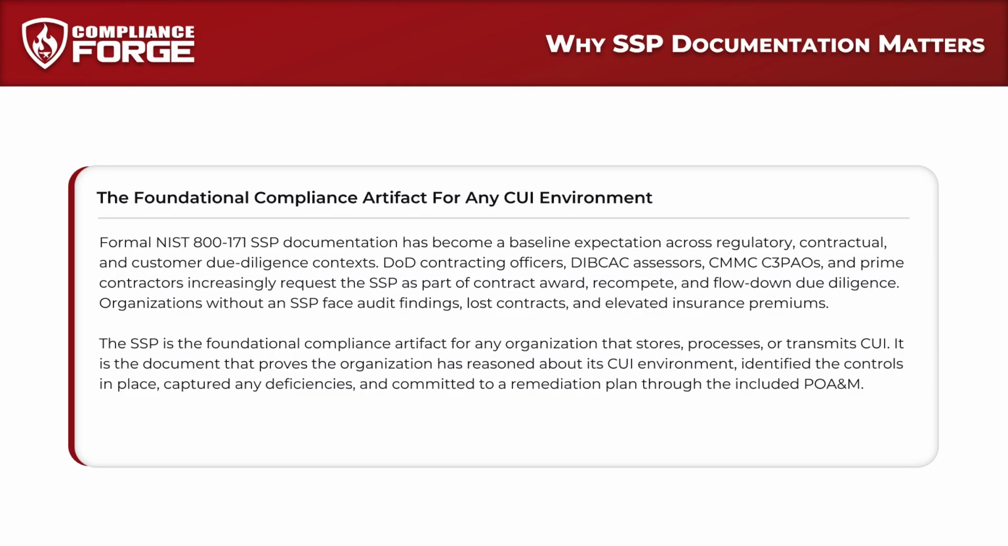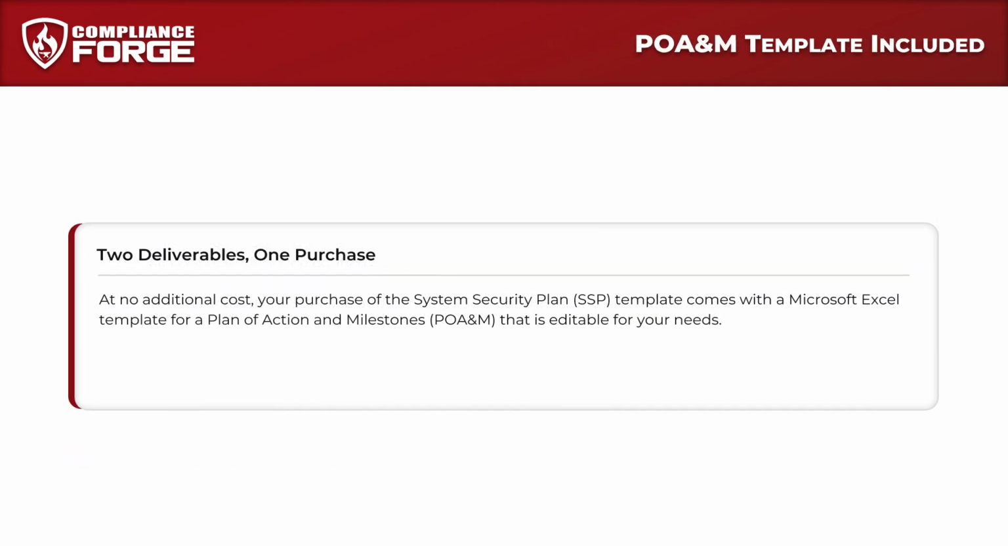The SSP is the foundational compliance artifact for any organization that stores, processes, or transmits CUI. It is the document that proves your organization has reasoned about its CUI environment, identified the controls in place, captured any deficiencies, and committed to a remediation plan through the included plan of action and milestones. At no additional cost, your purchase of the System Security Plan template comes with a Microsoft Excel template for a plan of action and milestones that is editable for your needs.